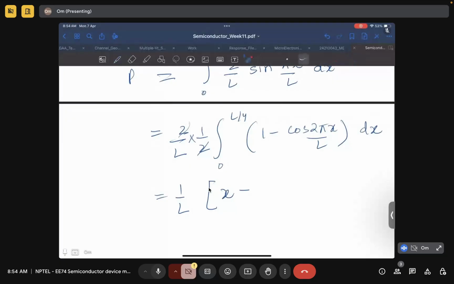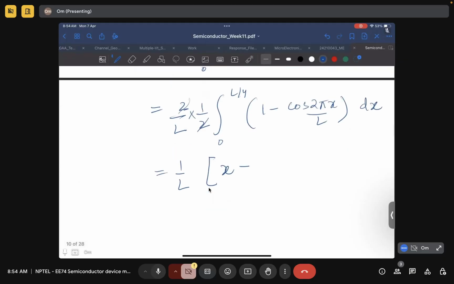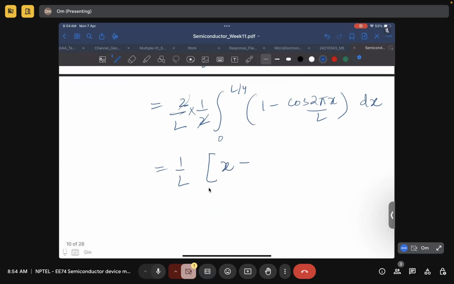Yeah, but you see now the limit is not 0 to L, it is L by 4. So you will not have a 2 pi term now. You will have some pi by 2 or something. So we need to solve this.